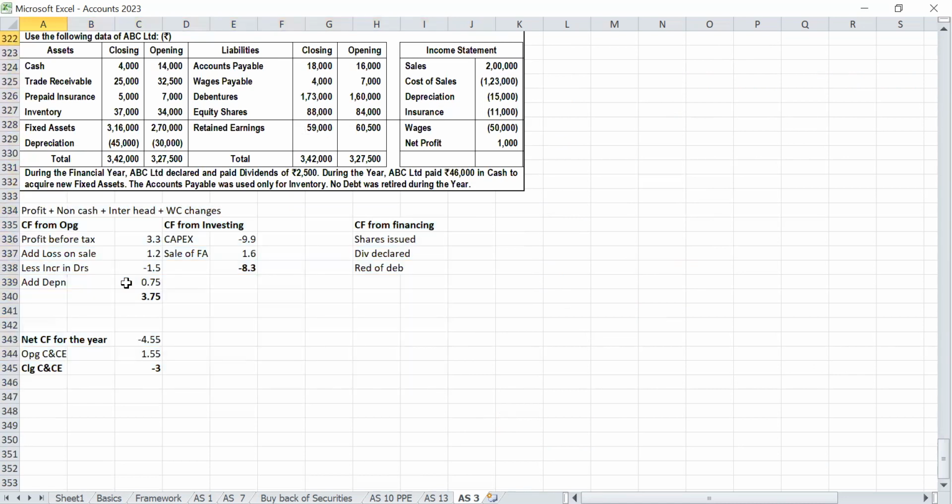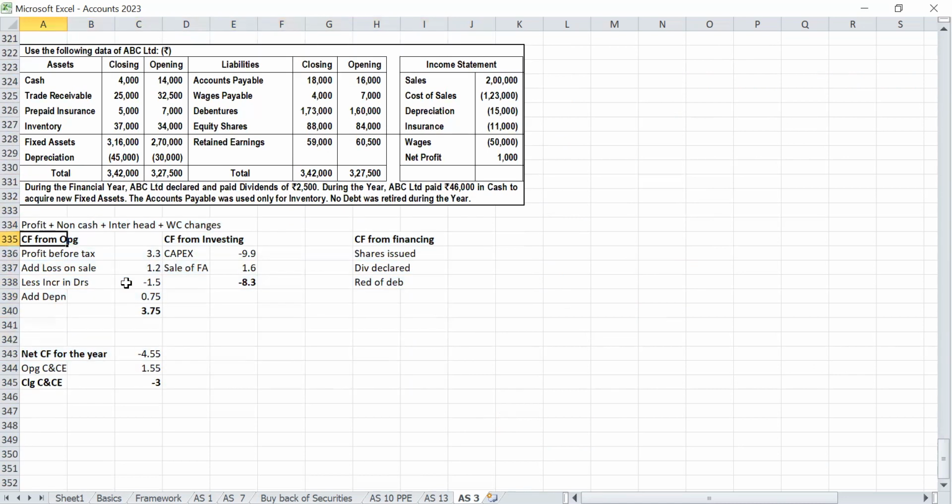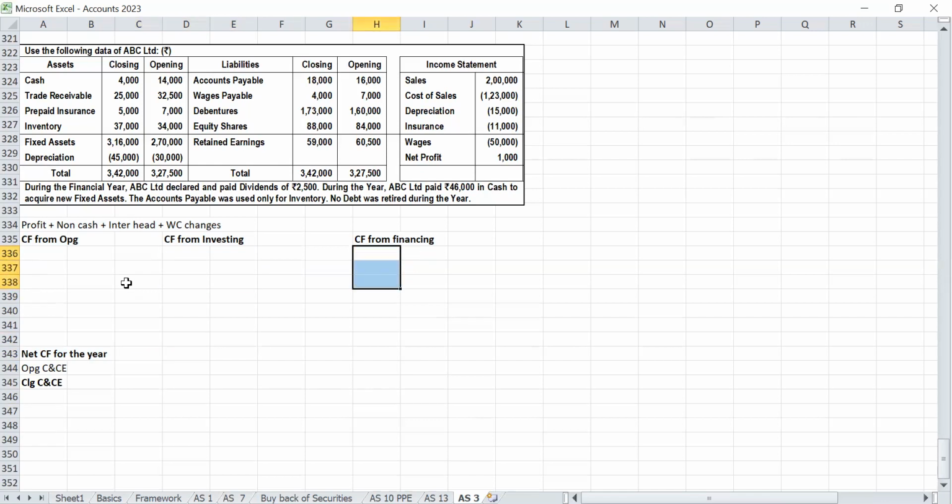This question we have already solved under the direct method. Okay. Now the indirect method, we have to say the answer. First opening cash. Opening cash is 14,000. Closing 4,000. So it should be 10,000 negative, correct? Yes, yes.